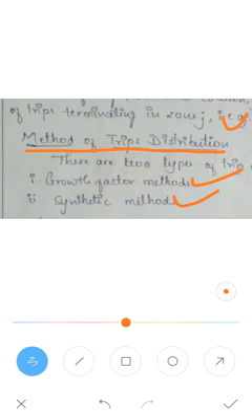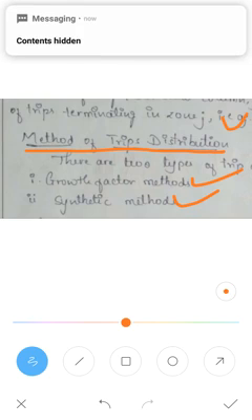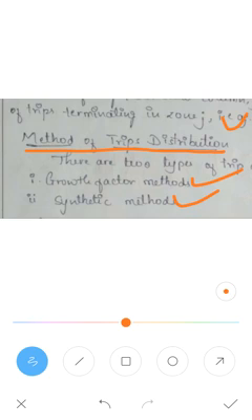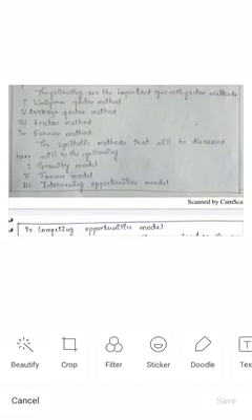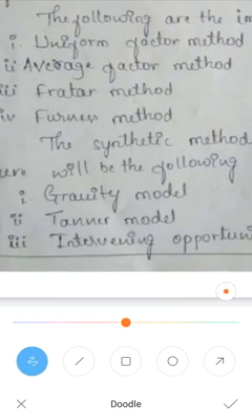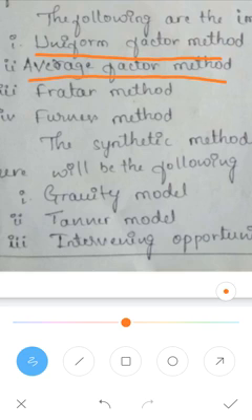In the growth factor method, there are various important growth factor methods. The first one is the uniform factor method, or you can say the uniform growth factor method. Next is the average factor method. Next is the fratar method, the third one, and the fourth one is the furness method. Okay, so this is about the growth factor method.